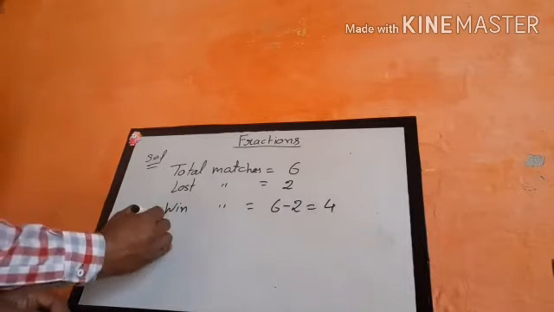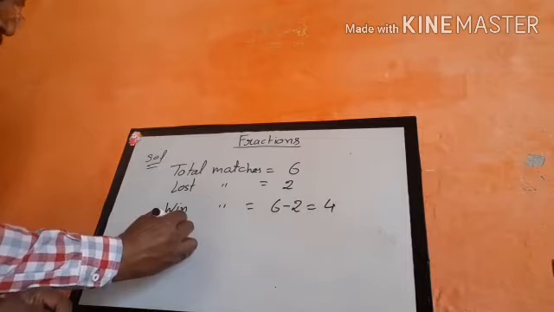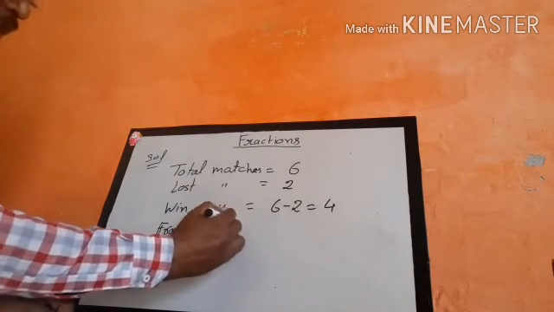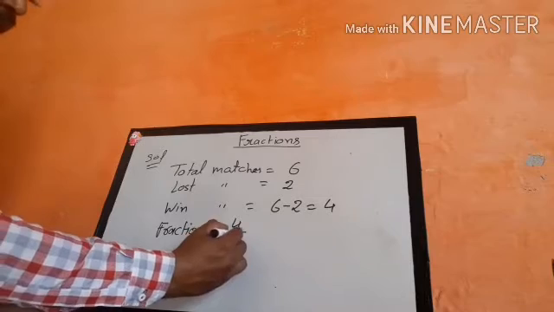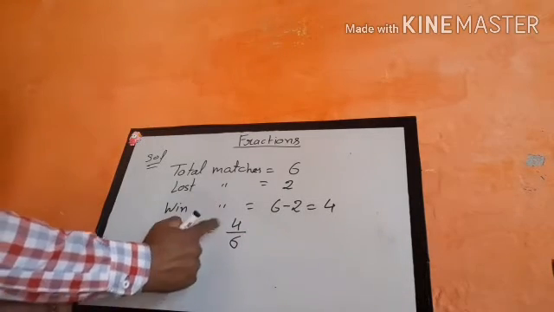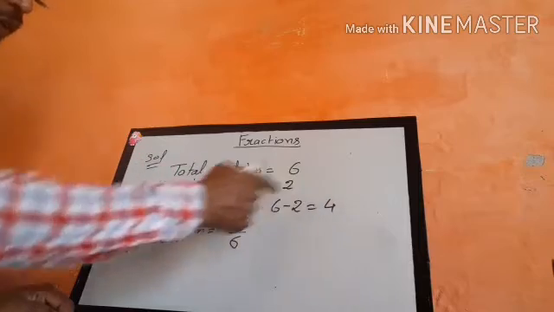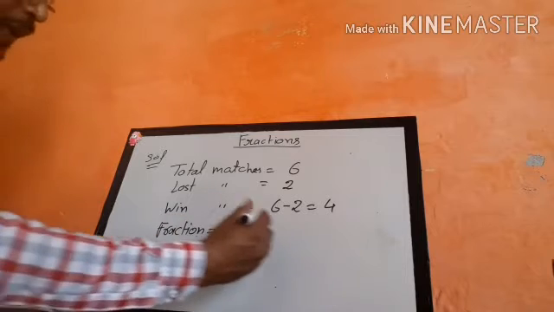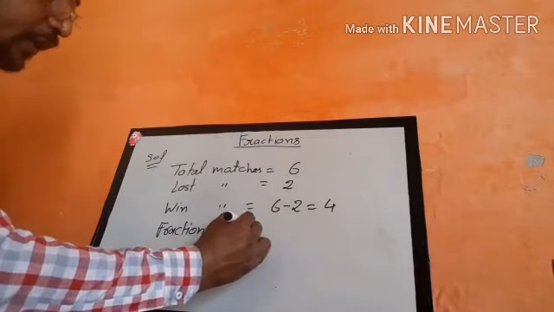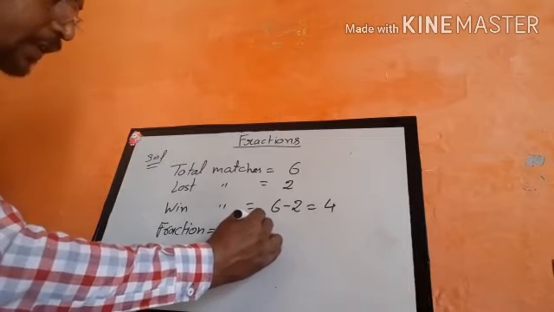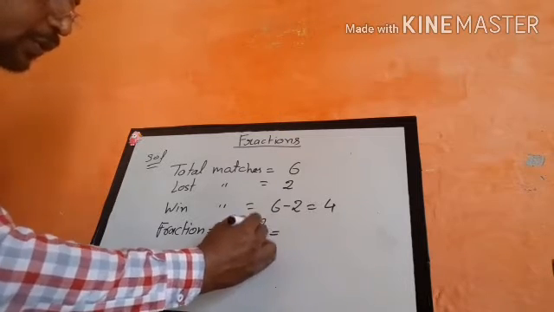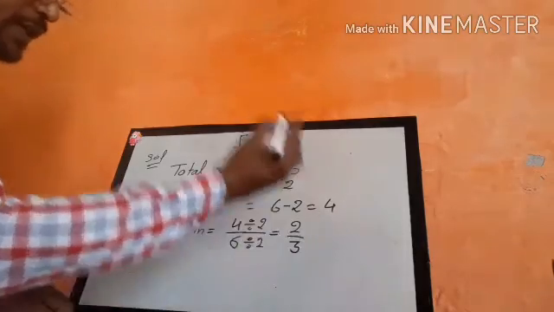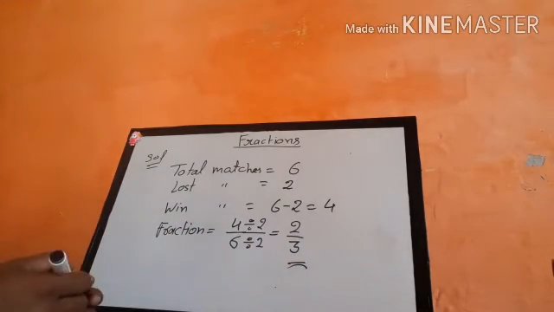So the fraction will be like that. The matches they won are 4 and the number of total matches is 6. I have told you that now. The part which we are going to calculate should be written in the numerator and the total in the denominator. Now simplify it. Divide both numerator and denominator by 2. So 2 twos are 4 and 2 threes are 6. So here the answer will be 2 upon 3. It is the fraction of the matches they won.